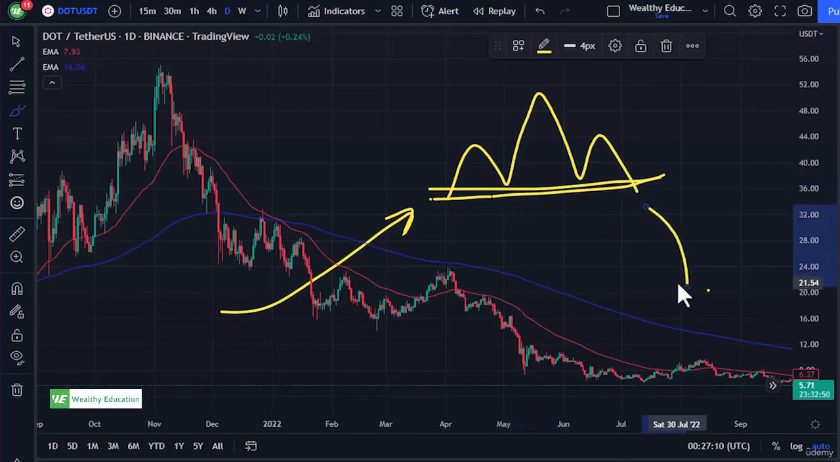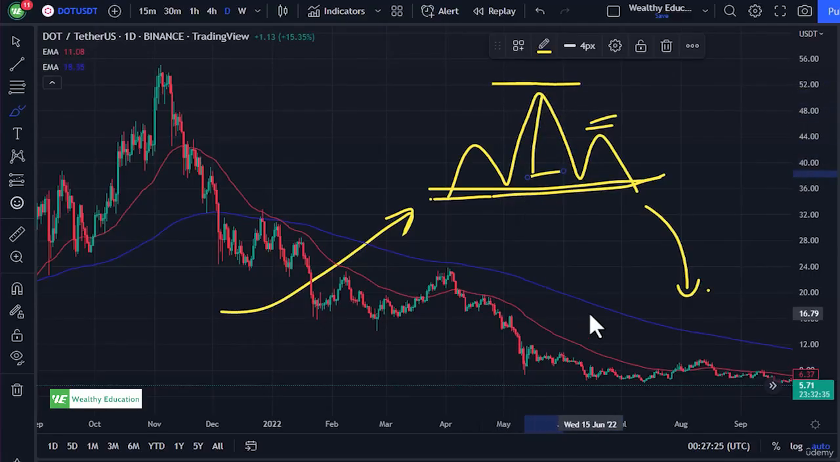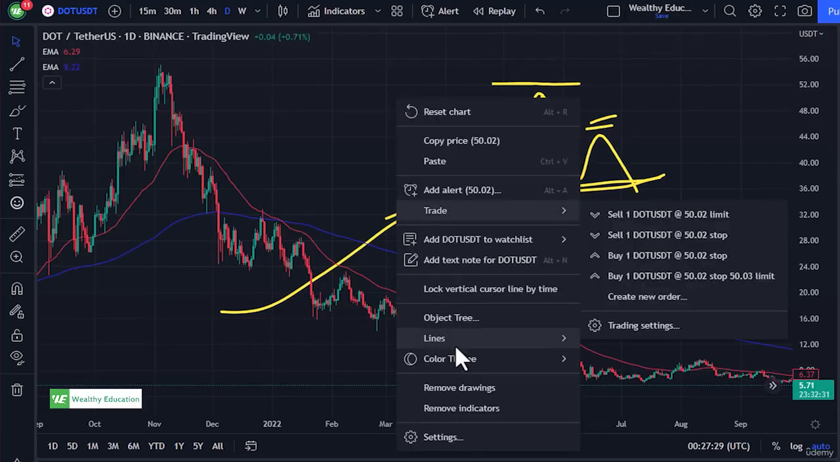So once you break down below that neckline, everybody in this pattern is losing money. You put your stop loss on the other side of this shoulder on the exit, and you let it rip. The target is the height of the pattern from the neckline to the top of the head, but quite often you get more, but that's your minimum target.